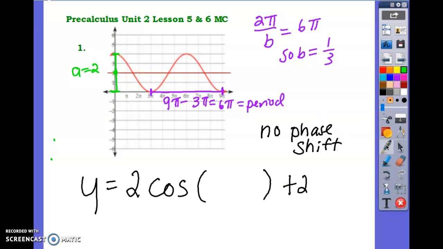Since there's no phase shift because our high is right on our y-axis there, we are going to go ahead and write this in as x. You can write 1/3 x. I'm going to write it as x over 3.